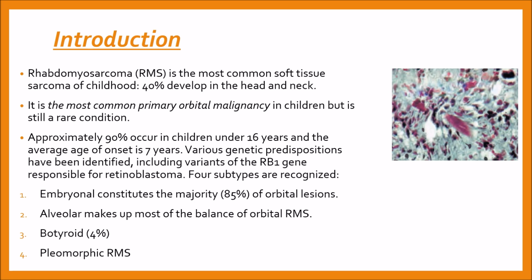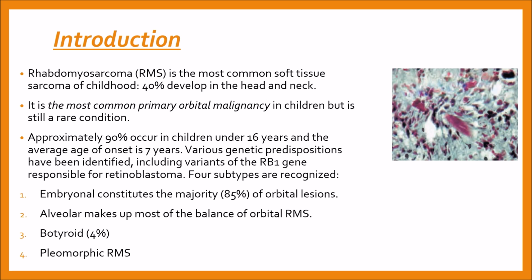Number 2 is the alveolar, which makes up most of the balance of orbital rhabdomyosarcomas. Fewer cells show skeletal muscle differentiation than embryonal, and the prognosis is worse. Particular chromosomal translocations are characteristic on cytogenetic analysis of biopsy material.